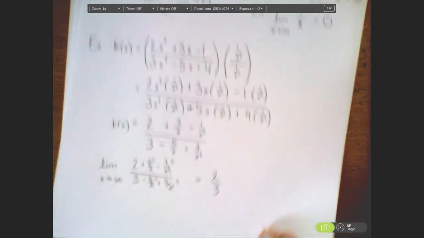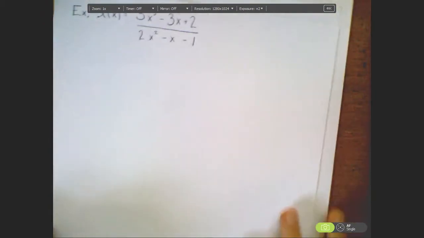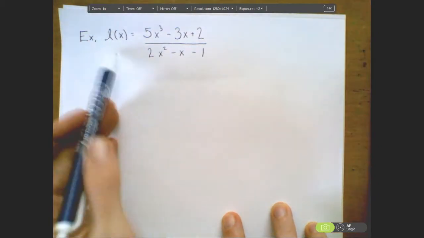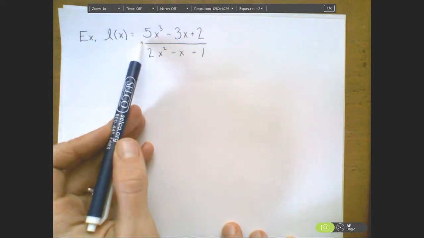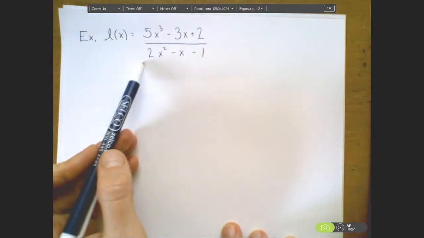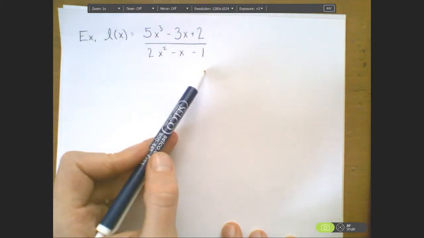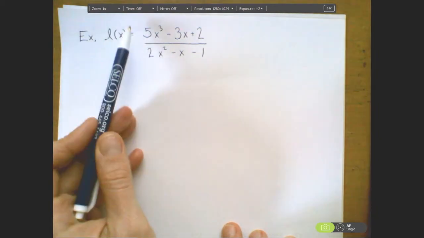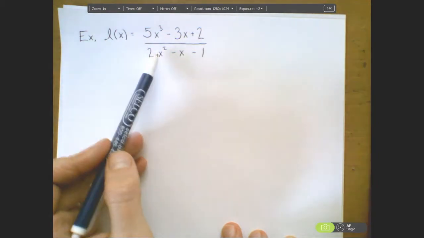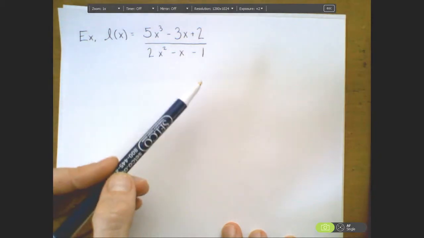Let's look at one more example, and then we can generalize our results of these examples. So this is an example of another rational function. This time we're going to look at the rational function L of x is equal to 5x cubed minus 3x plus 2 divided by 2x squared minus x minus 1. And you might anticipate that our limit is going to end up being 5/2 when we let our x's go to infinity. But let's see whether or not that's the case.